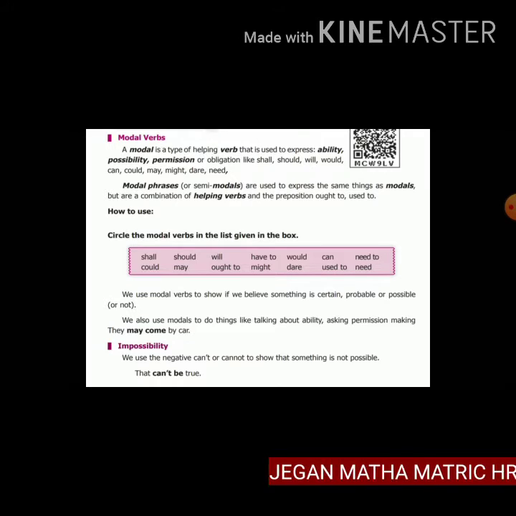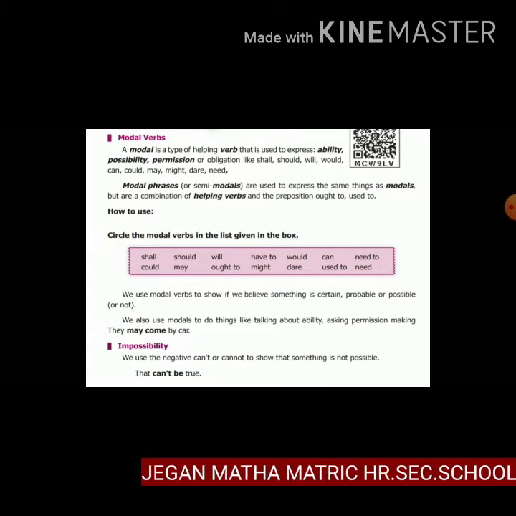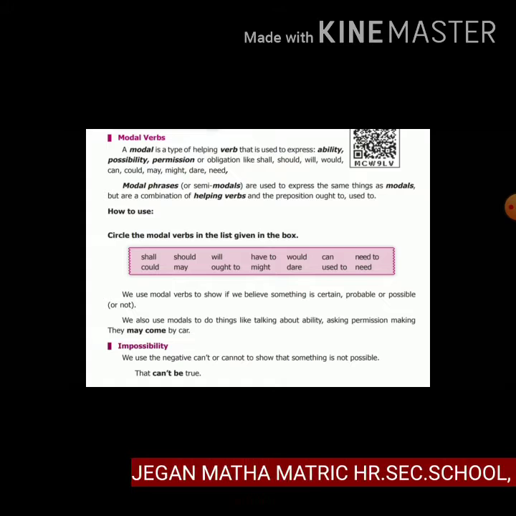Modal phrases are used to express the same things as modals, but are a combination of helping verbs and the preposition, like have to, use to. Circle the modal verbs in the list given in the box: shall, should, will, have to, would, can, need to, could, may, ought to, might, dare, use to, need.